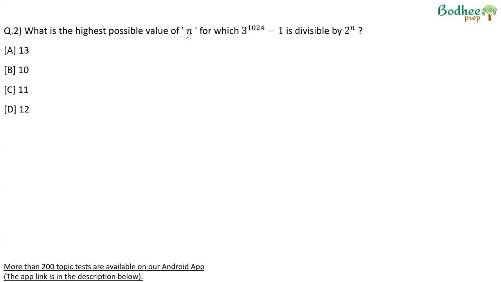What is the highest possible value of n for which 3 raised to power 1024 minus 1 is divisible by 2 raised to power n? 3 raised to power 1024 minus 1 can be written as 3 raised to power 512 square, since 1024 is 512 into 2, minus 1 raised to power 2, 1 square. So this becomes a square minus b square. So this will be a plus b into a minus b.